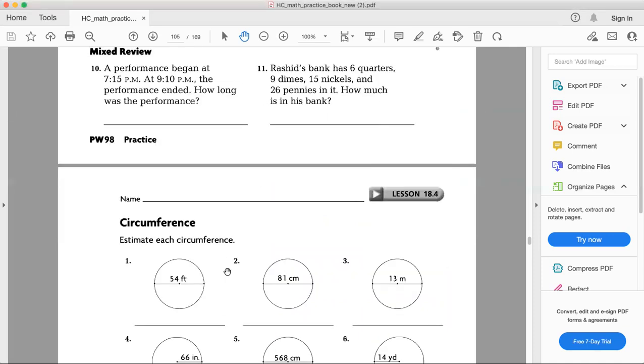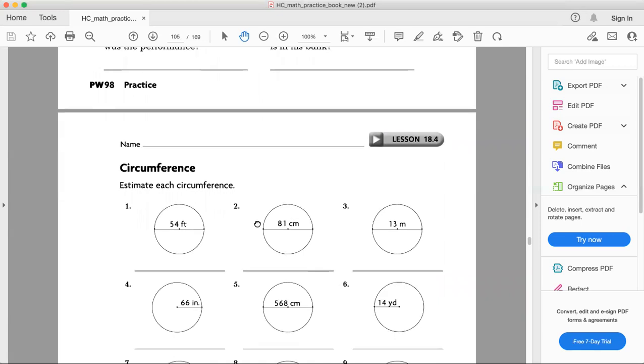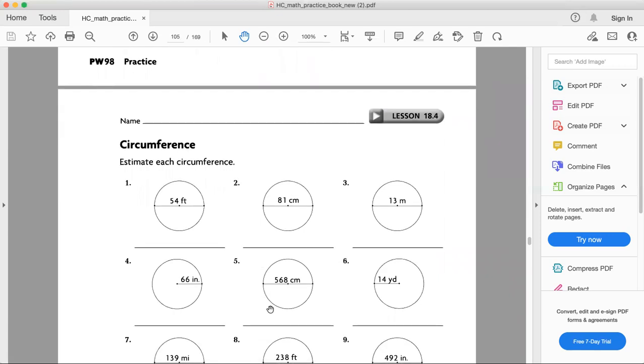Now do number 1, beta. Yes, ma'am. Number 1. Ma'am, 108. How, beta? Ma'am, the half circle is 54. So, to multiply, 108.